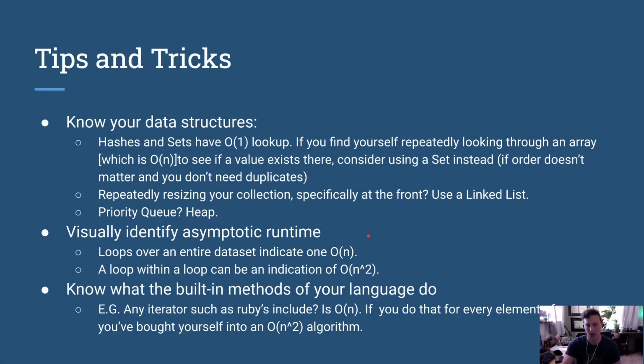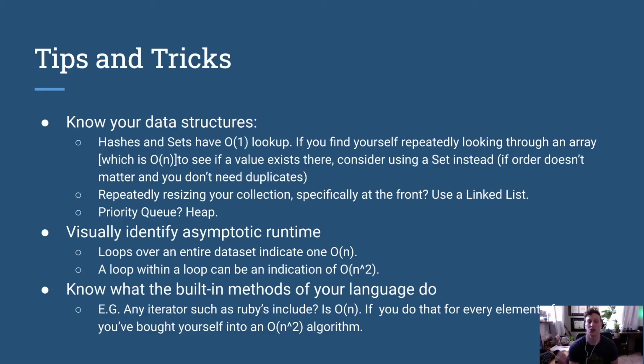All right, cool. So let's talk about some basic tips and tricks for asymptotic analysis in real life. One of the most frequent things that lets me reduce the runtime of my algorithms is understanding data structures. For example, hashes and sets have O of 1 lookup time. So if you are keeping a collection of things in an array and you're constantly asking that question, hey array, do you have this value inside of you? That array keeps looking through itself over and over every time you ask it that question.